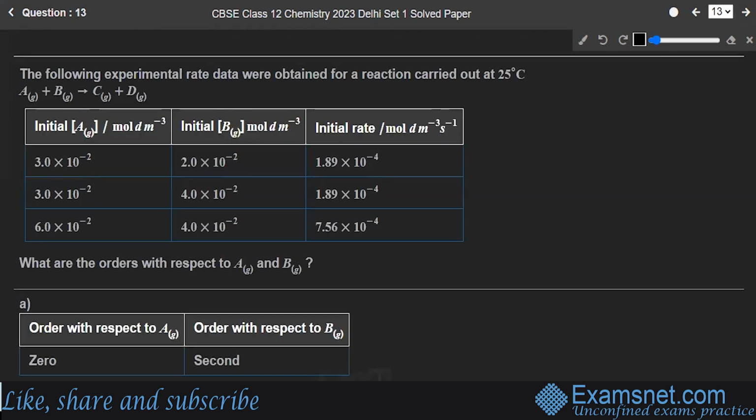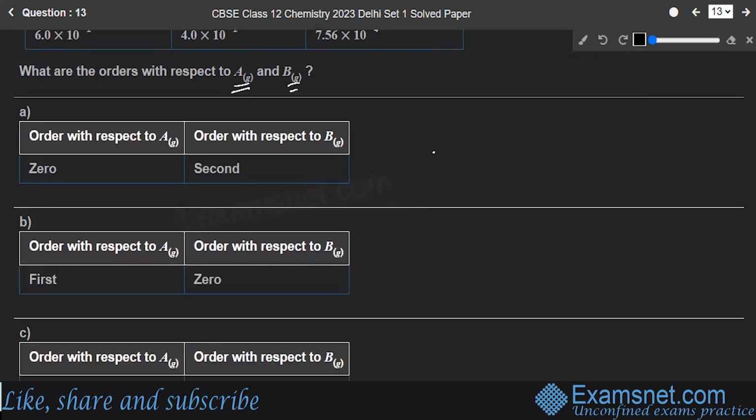Next is question number 13. The following experimental rate data was obtained for a reaction carried out at 25 degrees Celsius. A and B, both in the gaseous state, react to give C and D in the gaseous state only. This is the initial concentration of A and B and the initial rate. What are the orders with respect to A and B in this? So these are a few of the options. You have to choose the right order for this.